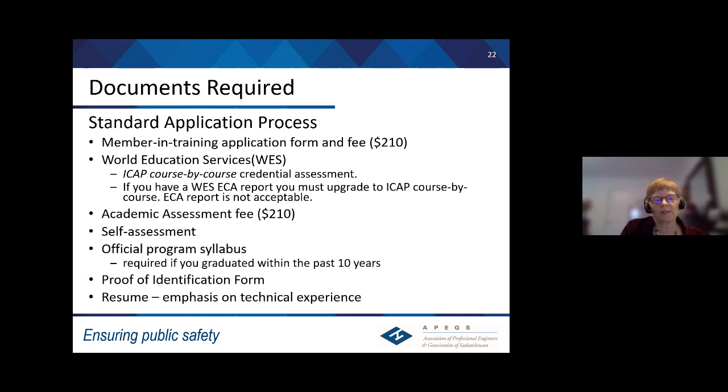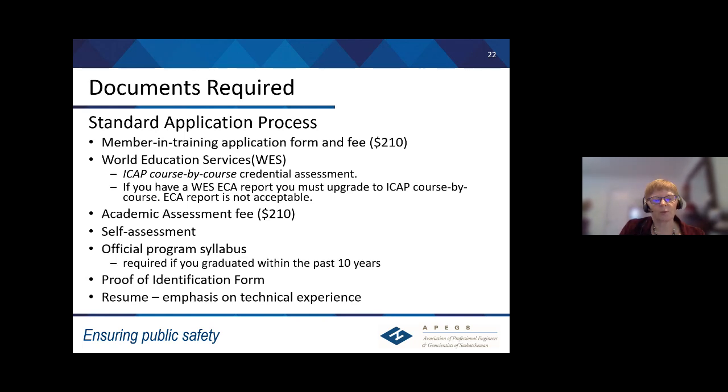It's important that it's that particular type because there's important information in that type of assessment that's not in certain other types. So if you've had a WES ECA done, educational credential assessment for immigration purposes, you will have to upgrade to the ICAP course by course. The ECA report is not acceptable. It doesn't have all of the information that we require. Like I said, we will let you know if the academic assessment fee is required. It will be for most applicants.